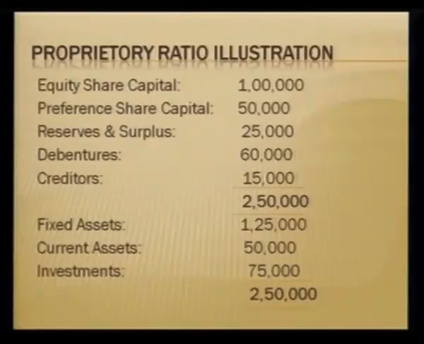Can you explain this thing with the help of an example? Okay, let me take an illustration for proprietary ratio. Let us assume that the equity share capital is 1 lakh, preference share capital 50,000, reserves and surplus 25,000, debentures 60,000, and creditors 15,000. In all, the total liabilities account for 2,50,000. On the asset side of the balance sheet, we are given the fixed assets at 1,25,000, current assets 50,000, and investments 75,000. So the asset side of the balance sheet also amounts to 2,50,000.